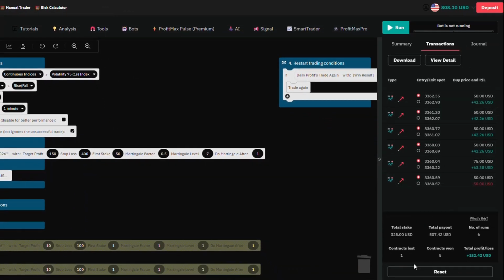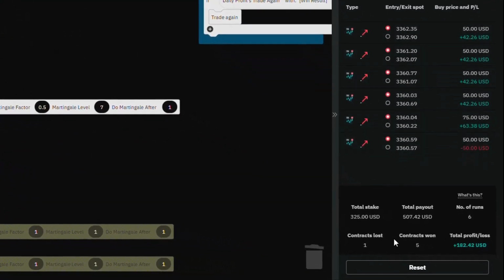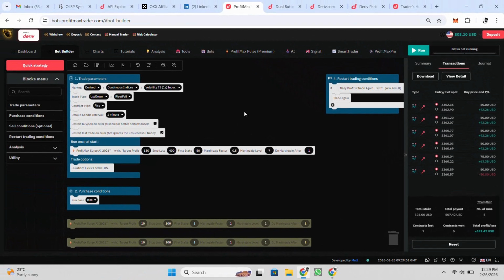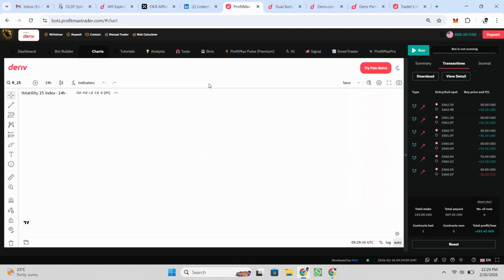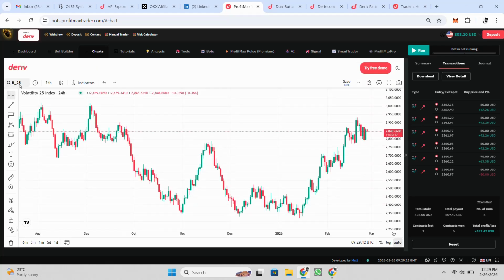Okay. So that is a very good tutorial using price action. And you can see there we only lost one contract. Number of runs 6, contracts won 5, and we hit our take profit, guys. Okay. So you can use that method to be able to define your entries, combining the charts and the ProfitMax Surge AI Engine and the free bot.